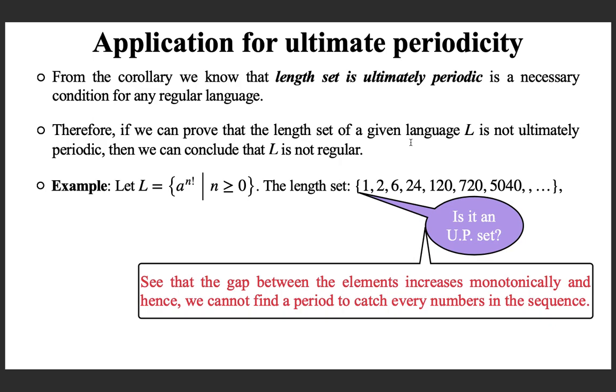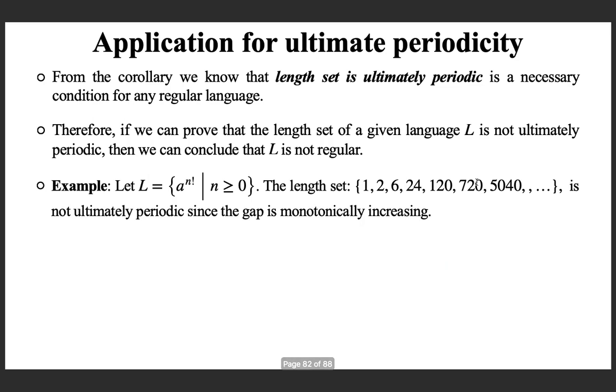So what is the period? If you want to start over here, it must be 96, but if you add 96 to 120 you will never get 720. The gap keeps on increasing, so you will never find a period which can be added to get the next number. So you can conclude that this is not an ultimately periodic set, since the gap is monotonically increasing. So the language is non-regular. See how easily you applied it. If you observe that the length set is not ultimately periodic, no doubt the language must not be regular.